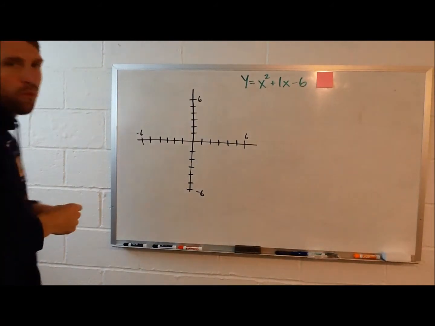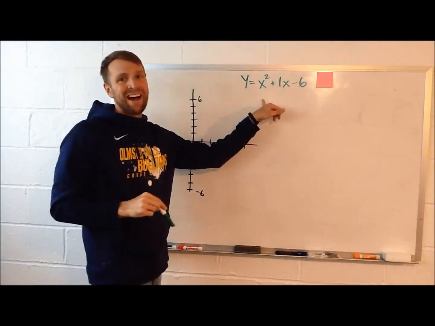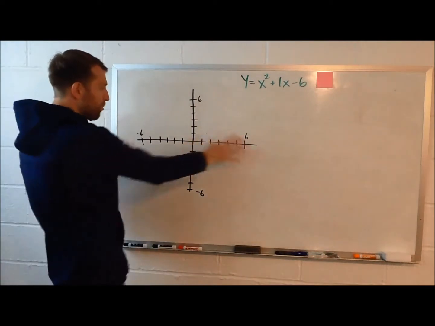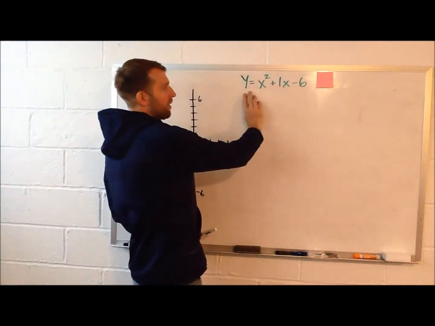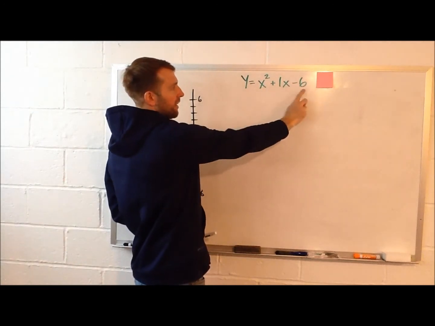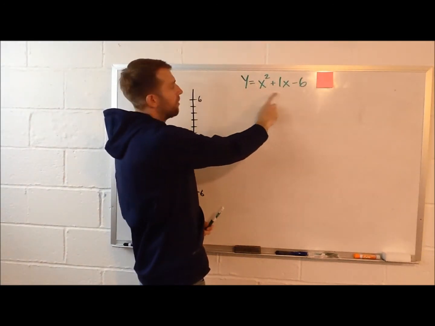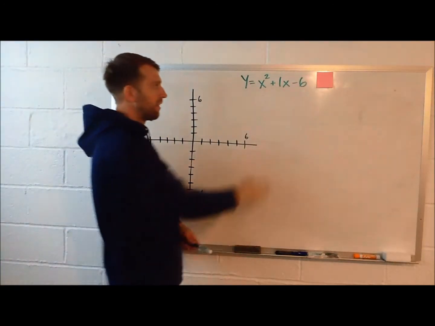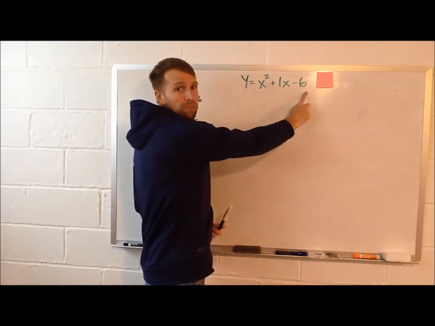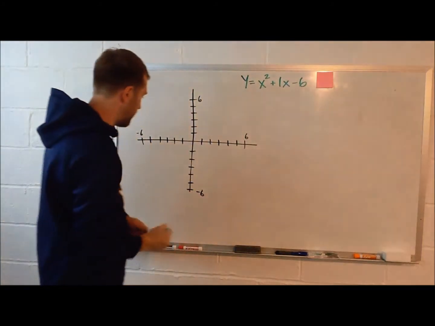So here we got another quadratic, but this time this one is not factored. Are there any key points I can find right away without doing any math? Yeah, if you plug in 0 into this, you're going to get negative 6, right? 0 squared, 0. 1 times 0, 0. And then you have negative 6. That's your y-intercept, kind of like y equals mx plus b, our beginning. Our y-intercept is negative 6.